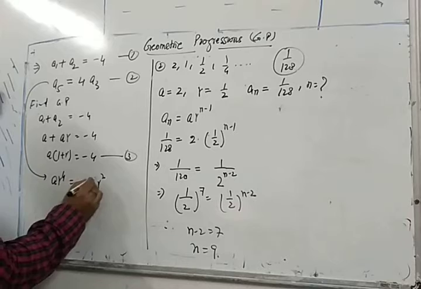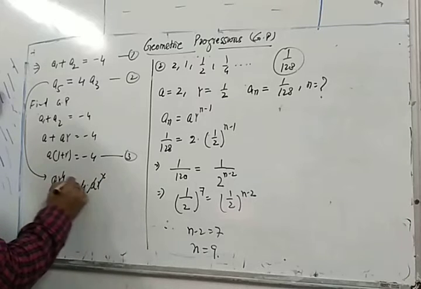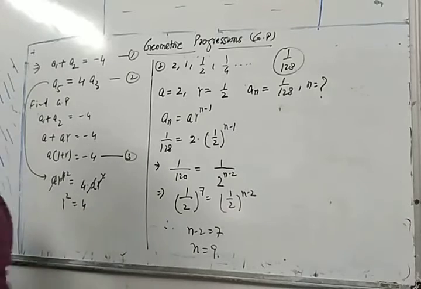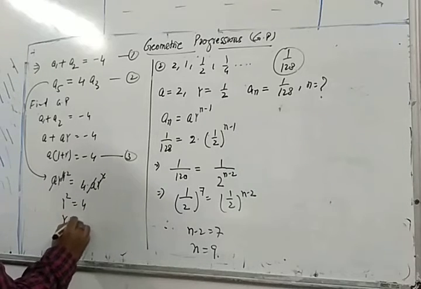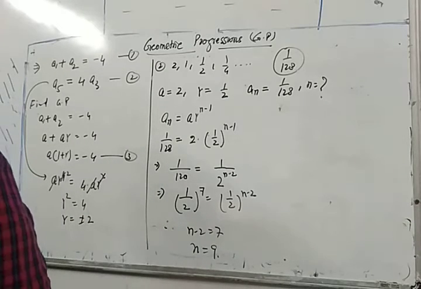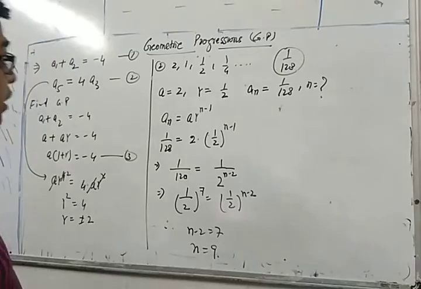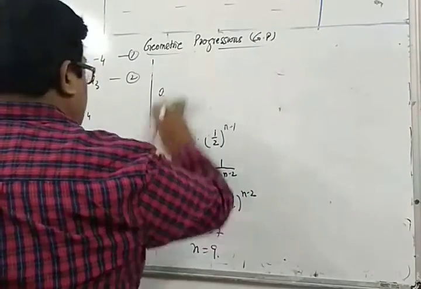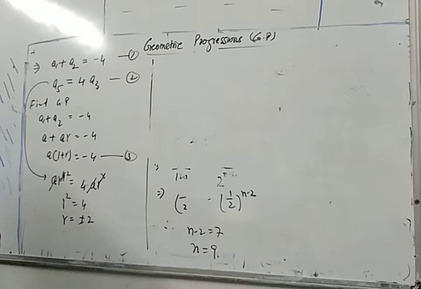So a and a cancel, and r to the power 4 over r square, the two values cancel. r square is equal to 4, and it means r is equal to plus minus 2. Now we will put the value of plus minus 2 in the first equation, equation number 3. So we will get the value a is equal to minus 4 by 3 and 4.